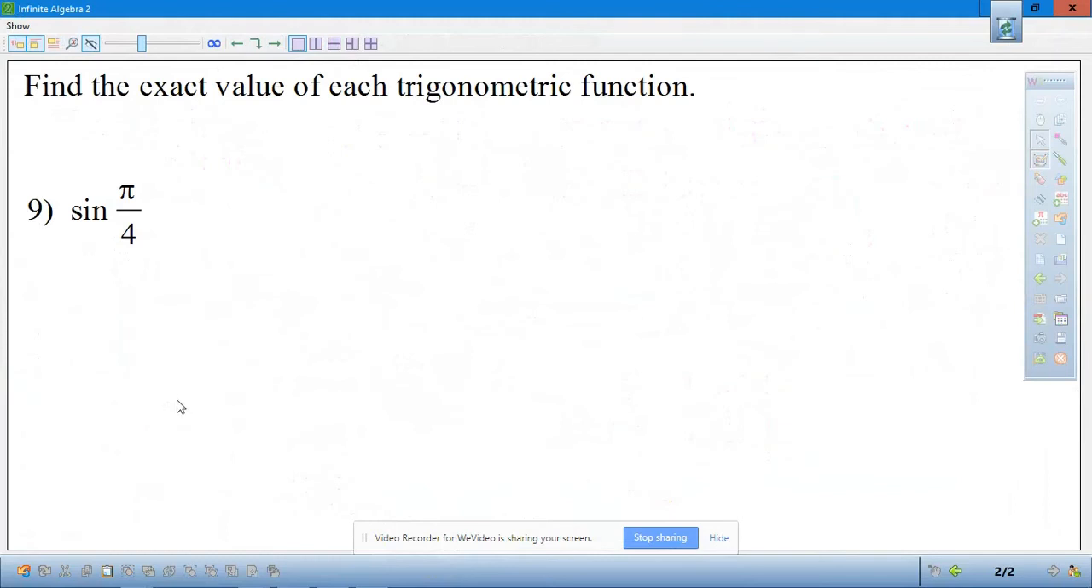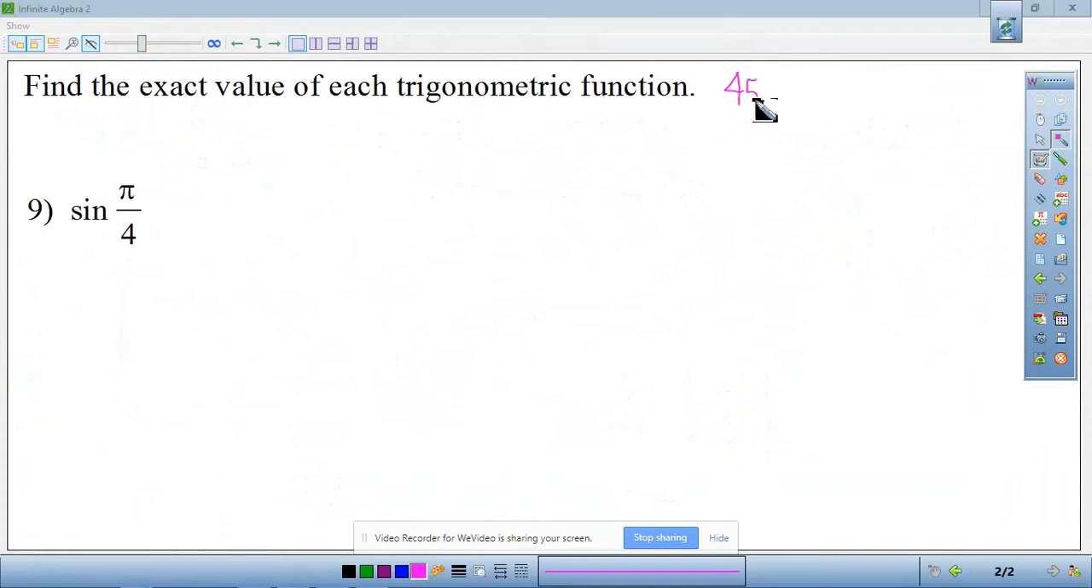Now, finding the exact value of a trig function, I have 2 ways to do it. I can either look at my special right triangles or I can look at my unit circle values. Your 2 special right triangles were 45, 45, 90 or 30, 60, 90. Well, 45 is the same as pi over 4, 30 is the same as pi over 6, and 60 is pi over 3. So if you did the conversions, that's how they relate.